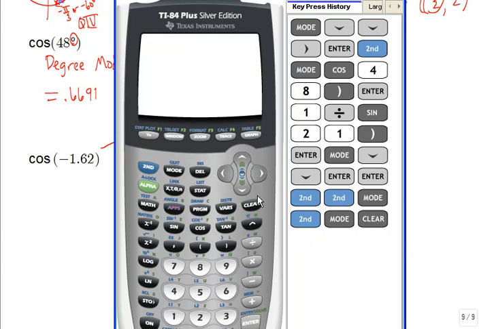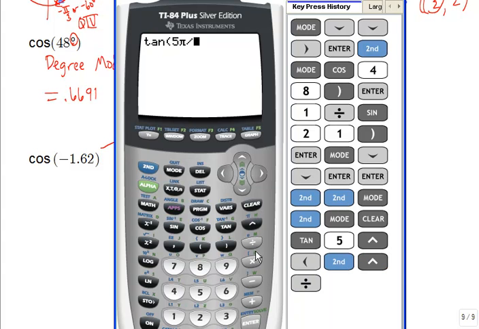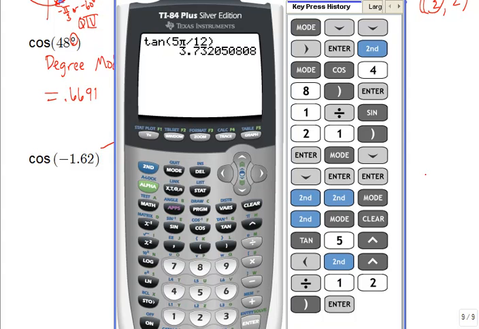And I wanted tangent of 5 pi over 12. So I'm going to type in tangent 5, hit my pi key, divided by 12, and make sure you're using the actual pi key and not some sort of approximation, and we get 3.7321 if I round off here.